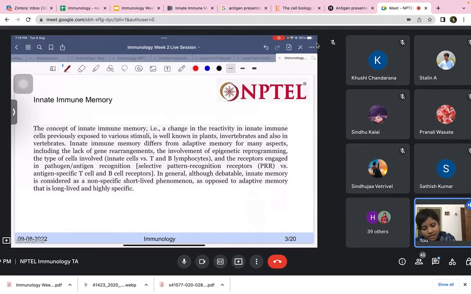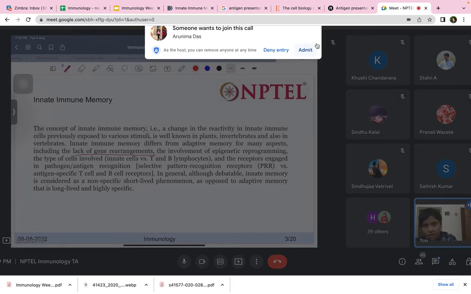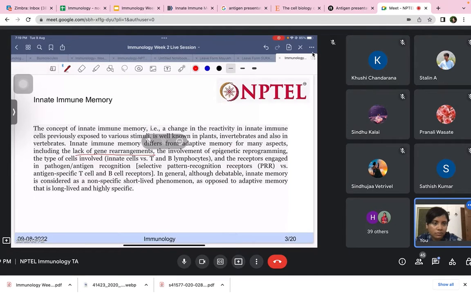So if you see here, the first one is lack of gene rearrangements. One of the significant events which occur in the adaptive immune memory is that gene rearrangements occur, which actually produce more competent or more efficient B cell receptors or T cell receptors, which are able to fight the pathogen in a better way. This kind of gene rearrangement does not occur in innate immune memory, or so far it has not been observed. And there has been no epigenetic reprogramming that takes place in innate immune memory.